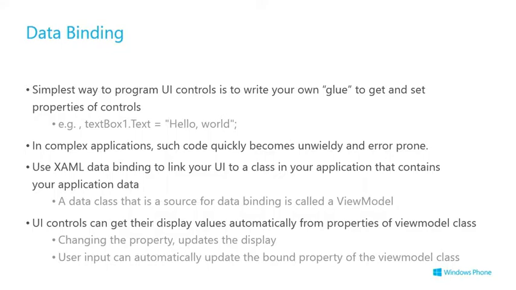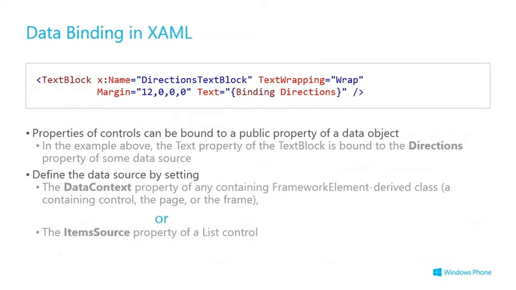So you need to use a technique called data binding, which is a way of linking your UI classes in your application to your application data in a very nice and easy, transparent way. And the way it works is this. Here we've got an example of a text block, which has got a name. We've given it a name of directions text block. And so you could have in your code directions text block dot text equals take 1 liter of milk and 3 blocks of chocolate, etc.